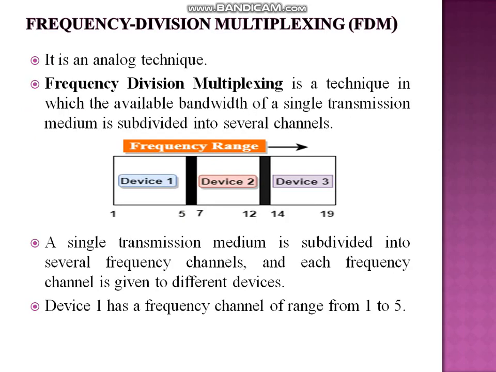Frequency division multiplexing is an analog technique. The medium is divided into n channels. It is a multiplexing technique that uses different frequencies to combine data and separate data. Here device 1, device 2 and device 3 are divided on the basis of frequency. Device 1 has a frequency channel ranging from 1 to 5. Device 2 has a frequency channel ranging from 7 to 12. Device 3 has a frequency channel ranging from 14 to 19.